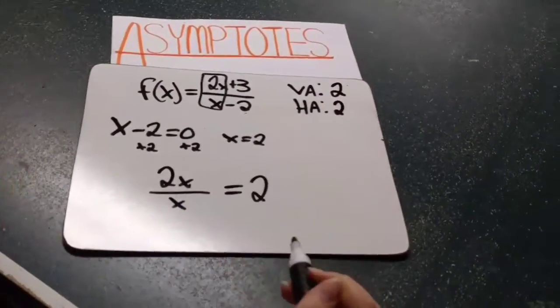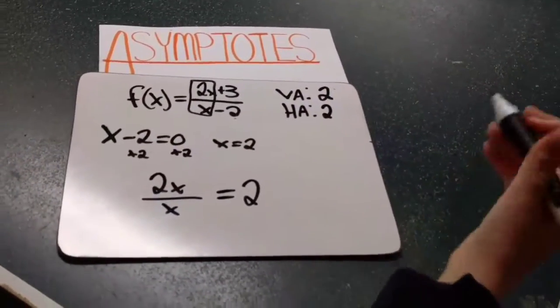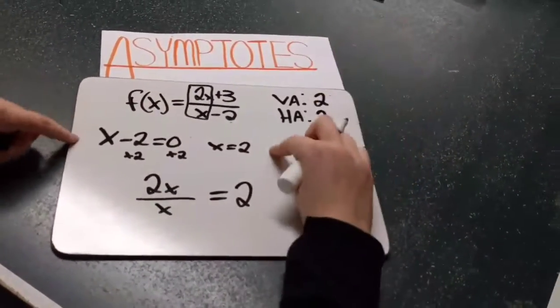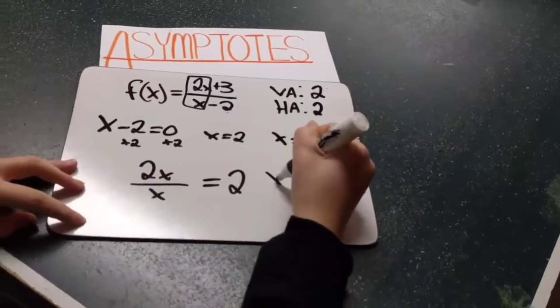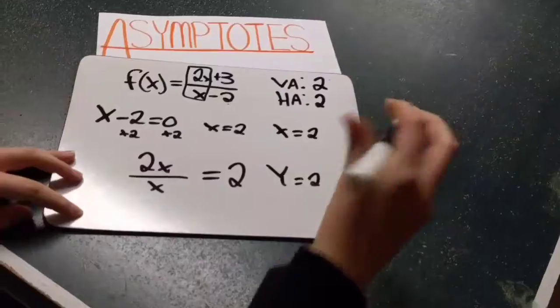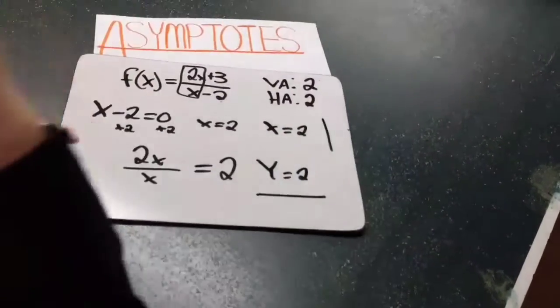Now if we're going to write these as an equation, because asymptotes are lines, our vertical asymptote would be x equals 2, and our horizontal asymptote would be y equals 2, because having y equal number gives you a horizontal line, and having x equal number gives you a vertical line.